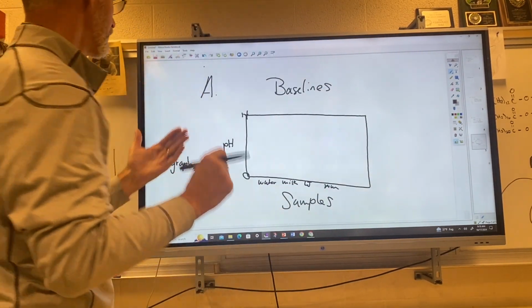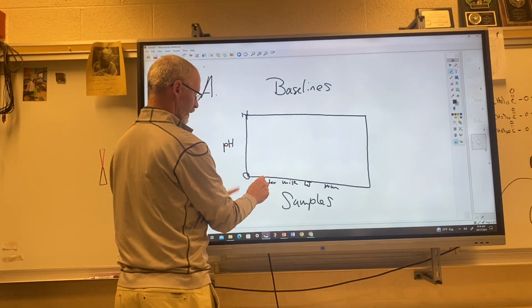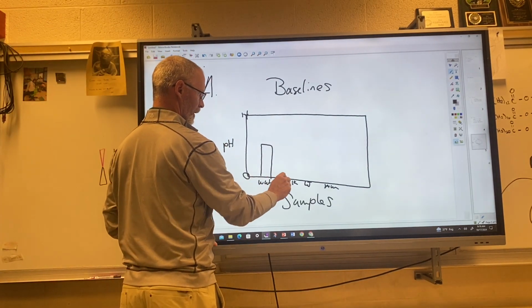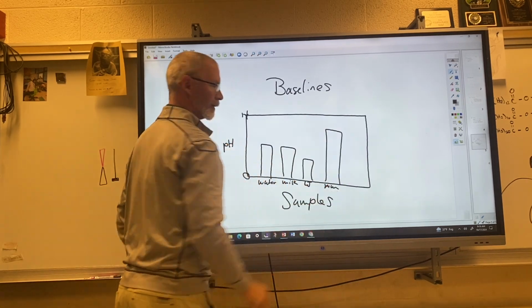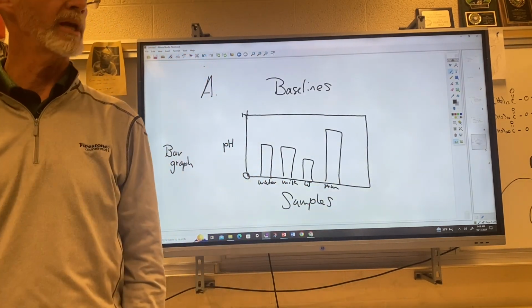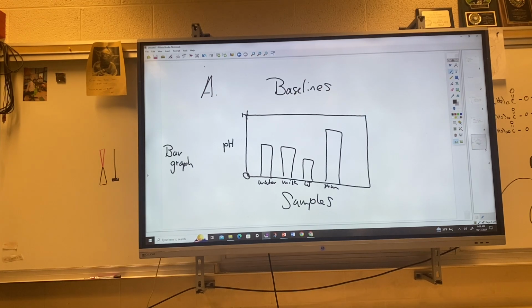A little bit? Okay. Now, you should have a bar graph. So this one should be about there, that one should be a little lower, and that one should be a little higher. And that will represent the pHs for the baseline sampling. That's what your graph should look like for letter A. Everybody with me so far?